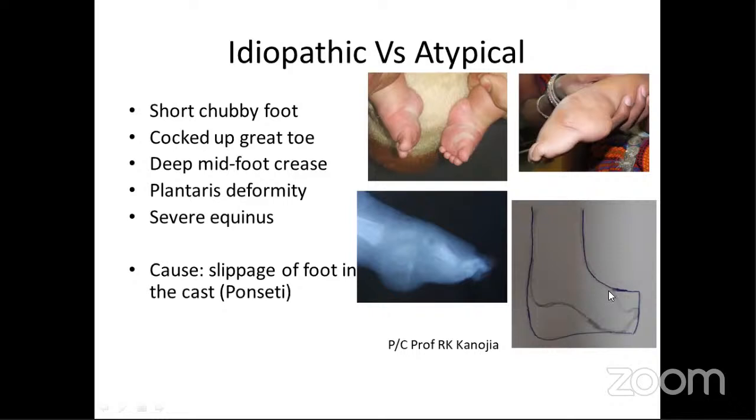The same mechanism results in popping up of the great toe. And once you remove the cast, even after 7 days, what results is an atypical foot. However, controversy exists. Many of us have found an atypical foot to be present even without application of the first cast.